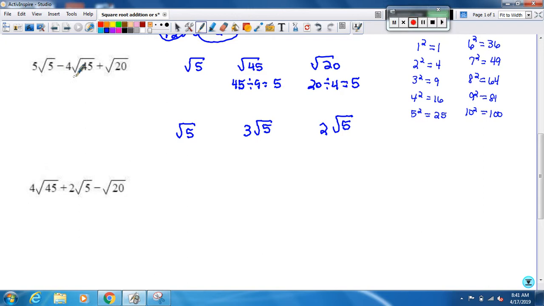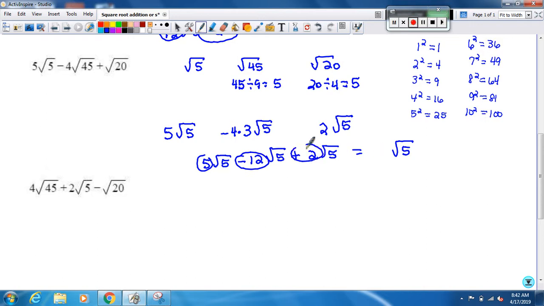Now check into the original problem and see if they had anything in front of them. The first one had a 5. The second one had a negative 4. And the third one didn't have anything. So we have 5 square root of 5, negative 4 times 3, a negative 12 square root of 5, plus 2 square root of 5. Okay, so you total up your square root of 5, and you have 5 and a negative 12 is a negative 7, and a positive 2 is a negative 5.